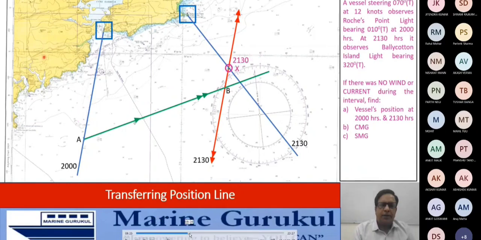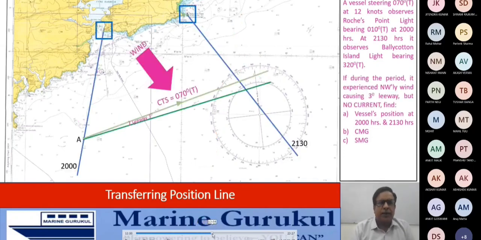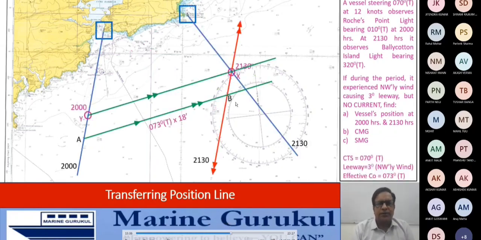Then moving further, in the second example, we saw there was a wind in the area. So northwesterly wind, we applied that wind, found out our leeway track, and using the leeway track, we transferred the position line. So exactly same transfer, only thing is we have used the leeway track in this case.